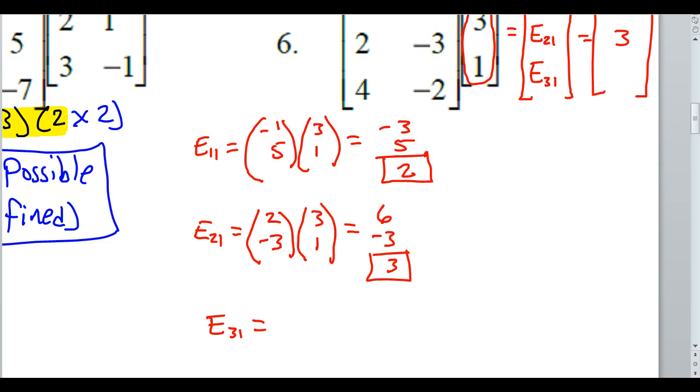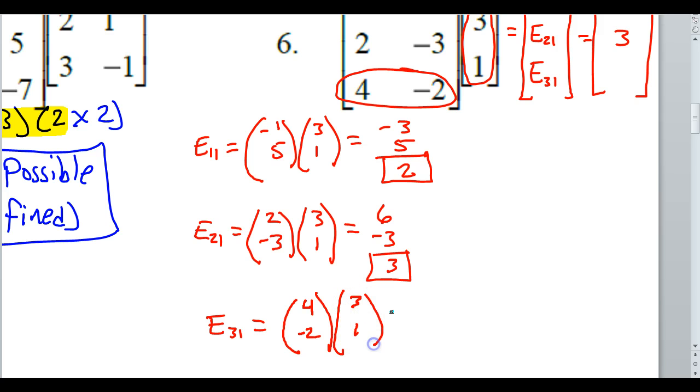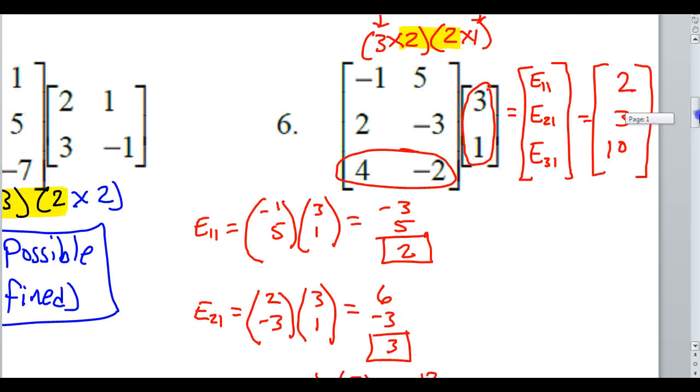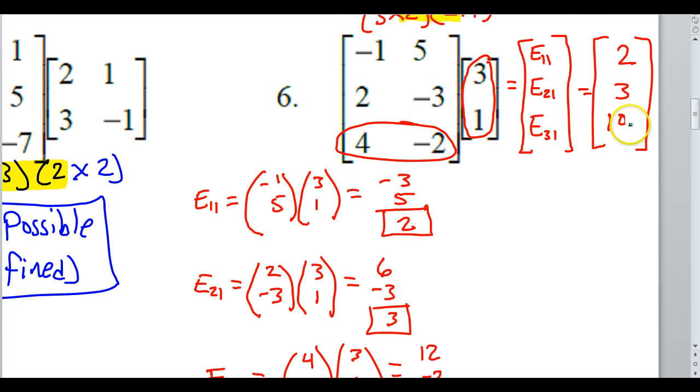Okay, so this is row 3, column 1. So that's why we're going to have 4, -2, because that's row 3, and then 3, 1, that's column 1. So that's 12, and -2, so that's going to be 10. So that means this is going to be 10 right there. Alright, so that is the answer to number 6.